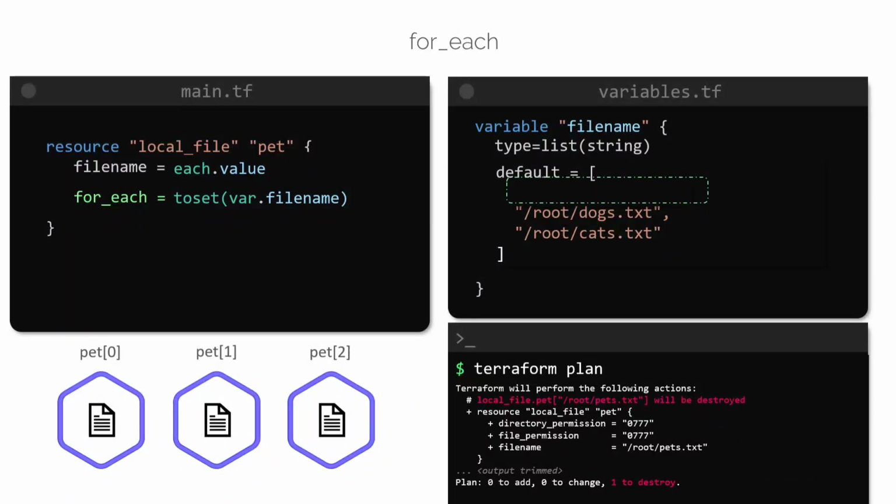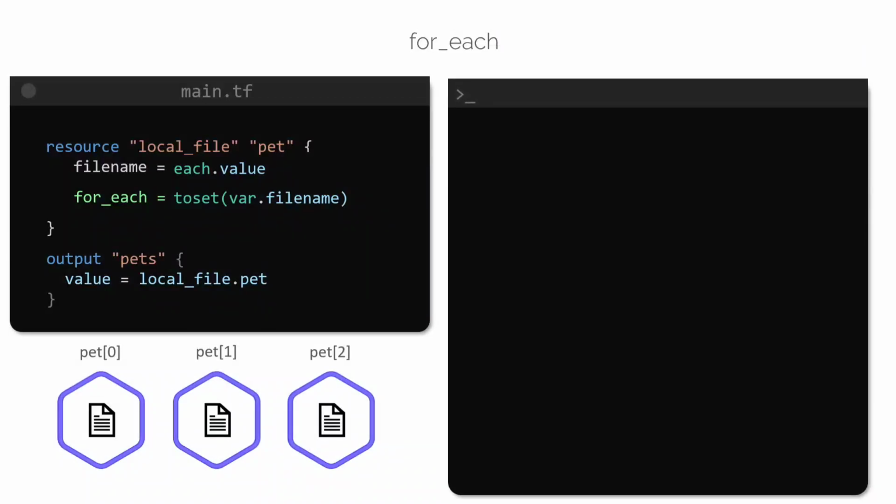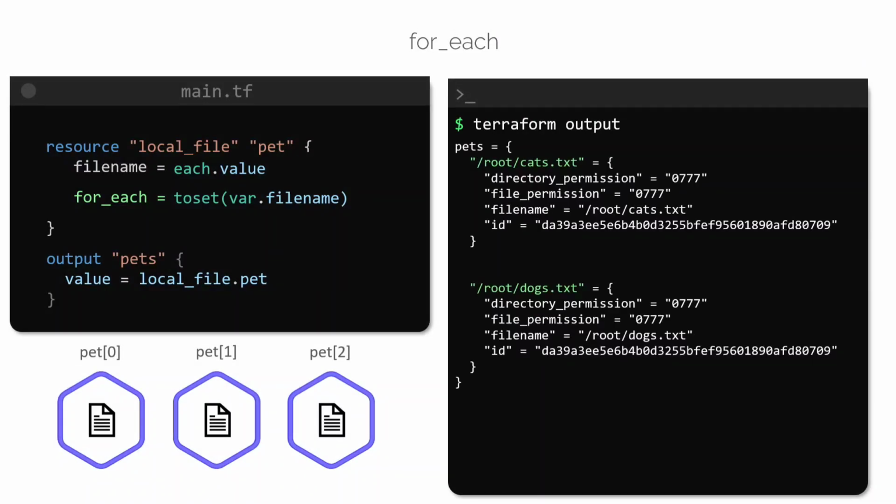To see how this is working, let us create an output variable called pets to print the resource details like we did with the example using count. From the Terraform output command, we can now see that the resources are stored as a map and not a list. When we use foreach instead of count, the resources are created as a map and not a list. This means that the resources are no longer identified by the index, thereby bypassing the issues that we saw when we used count. They are now identified by the keys, which are file names /root/dogs.txt and /root/cats.txt, which are used by the foreach argument in the configuration file.